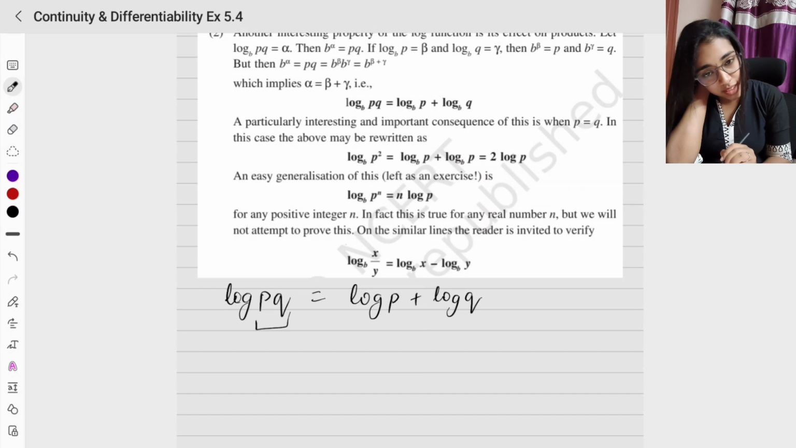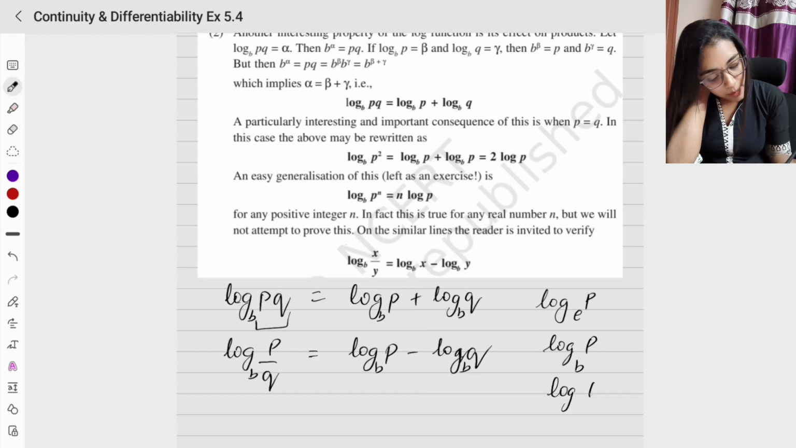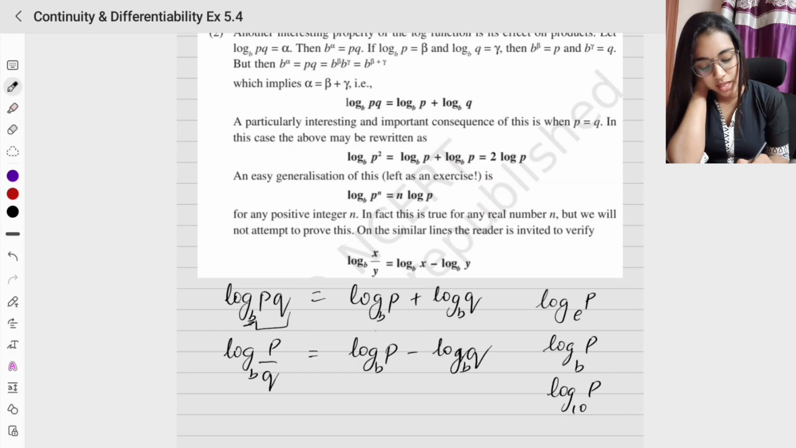Okay, if there is p q, we can simply split it. If you have division instead of a product, if you have p by q, you can split this as log p minus log q. It can be to the base of anything. Here b is given, so I'll write b. You can also have log p to the base e, or log p to the base b, or log p to the base 10. You can have any base, but the base has to be the same. If b is here, b has to be here also.